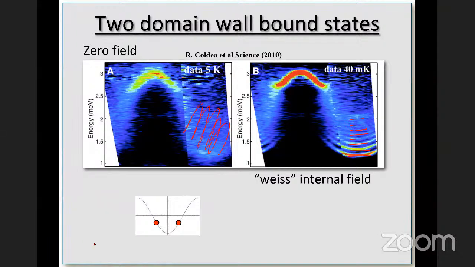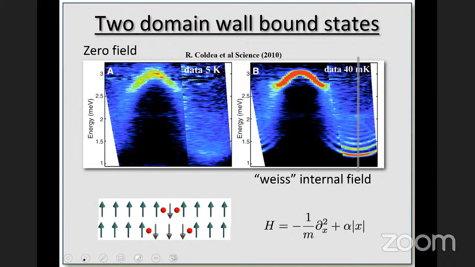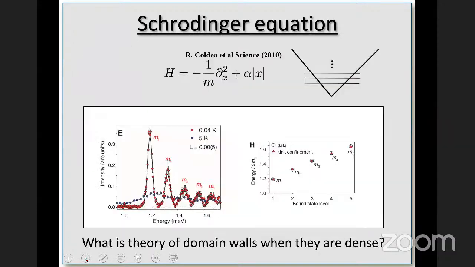Okay, and so the way you can understand this is that when you apply a longitudinal field, you start paying in energy the more spins you flip against the longitudinal field. Okay, and so there's this linear confining potential that forms. And so, these resonances over here are related to the bound states of this linear Schrödinger equation. Okay, so you have these discrete resonances over here.